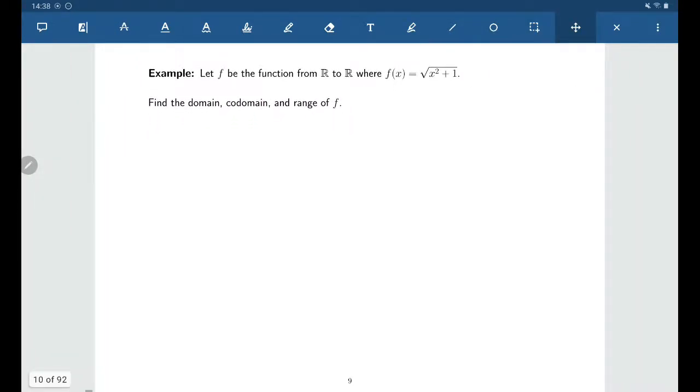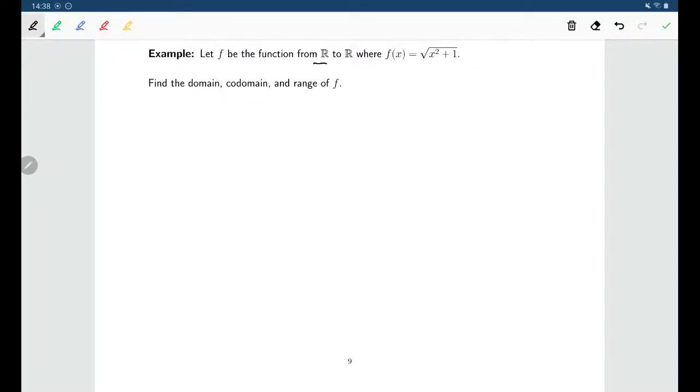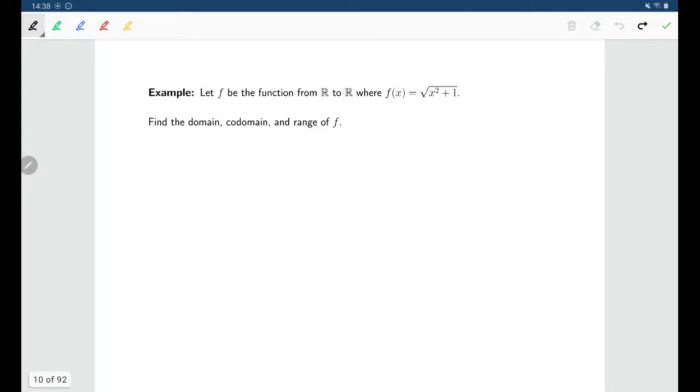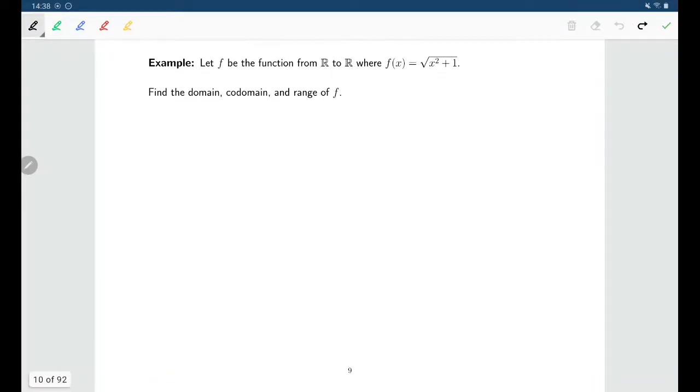All right, one last little thing to work on here, which is the function going from the reals to the reals. That's what this little fancy letter R is, the letter that we use to symbolize the set of real numbers. So f is a function going from the real numbers to the real numbers, and we have f of x defined as the square root of x squared plus 1.